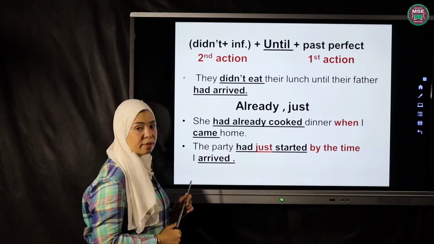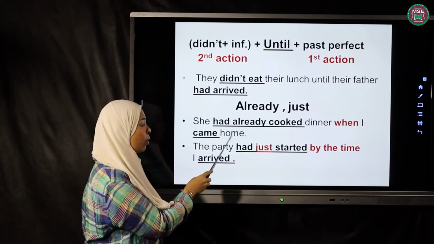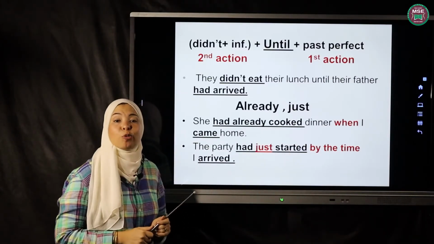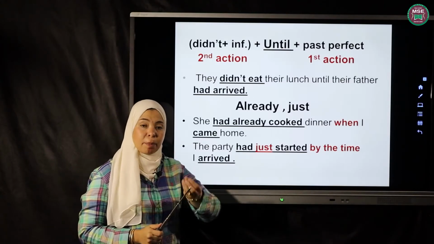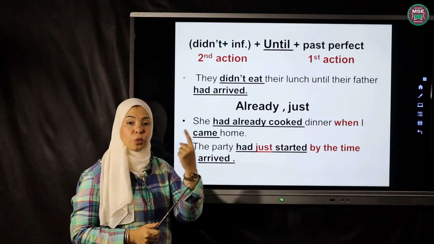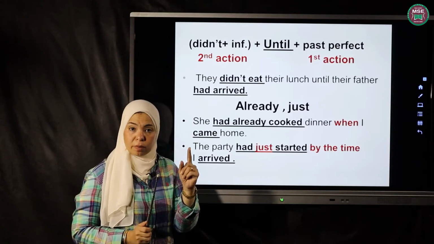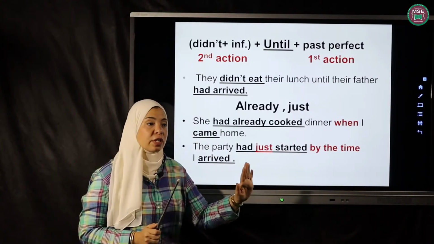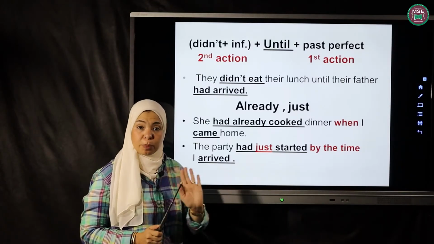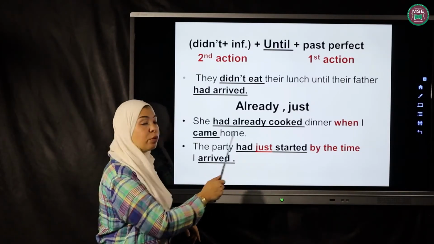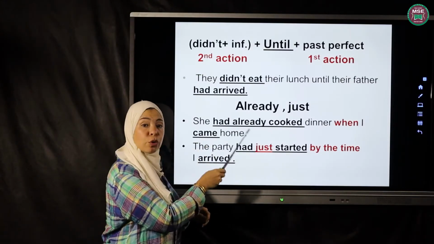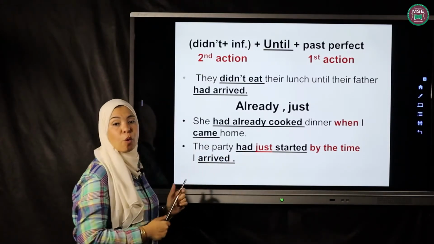Already and just. As I said, she had already cooked dinner when I came home. This is how to differentiate between using already in the past perfect and using already in the present perfect. Present perfect, you will find only one verb, one sentence. I've already finished my homework. I've already done my homework. This is present perfect, okay? But here we do have two actions. So they had already cooked when I came home.